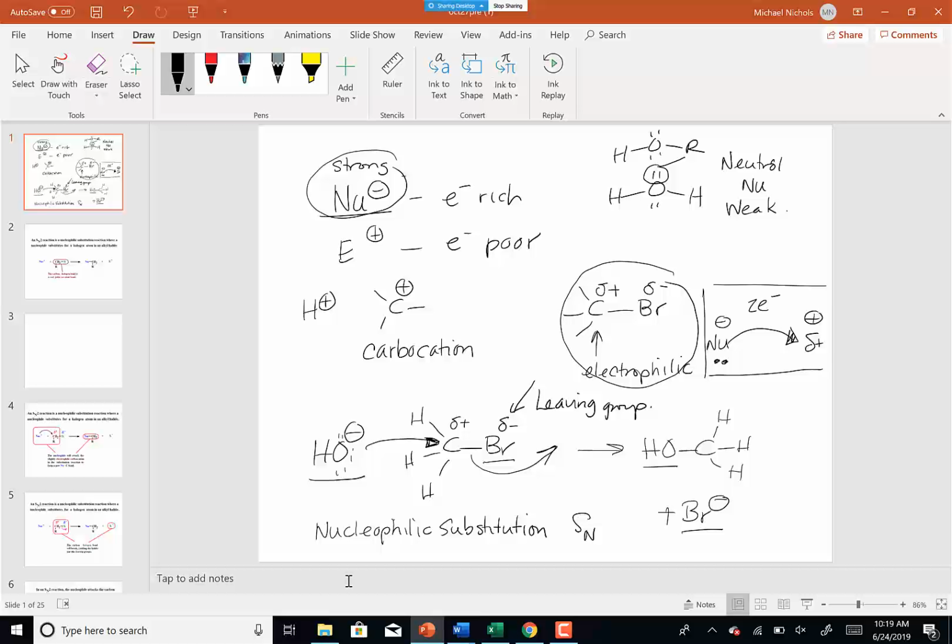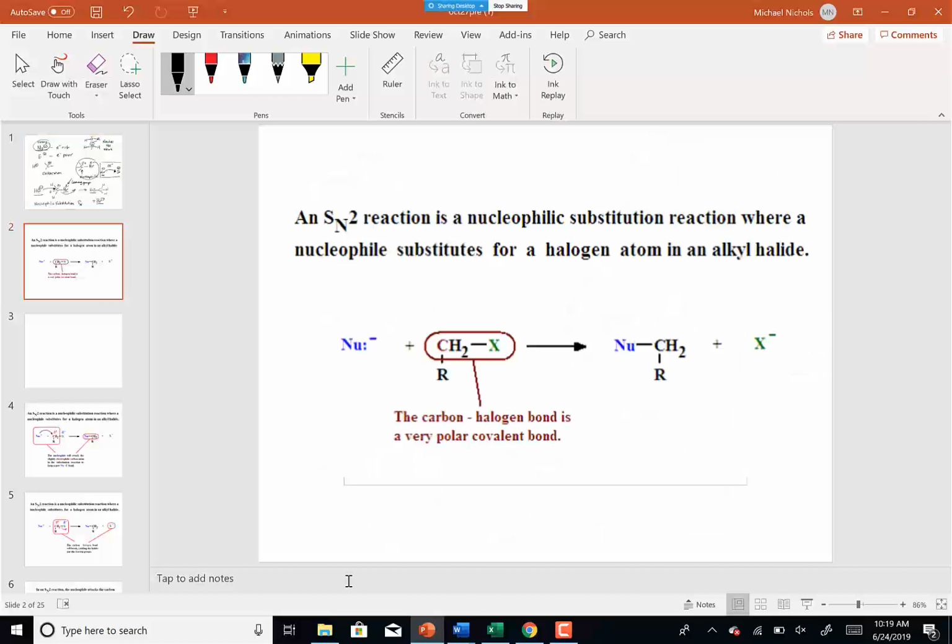And now we need to get into the gory details of how this occurs step by step, which is called a reaction mechanism. Right? So if you look at this, then this is just showing the idea that a nucleophile will come in, add its pair bonds to that carbon, and kick off the halogen so that we end up with our substitution reaction.